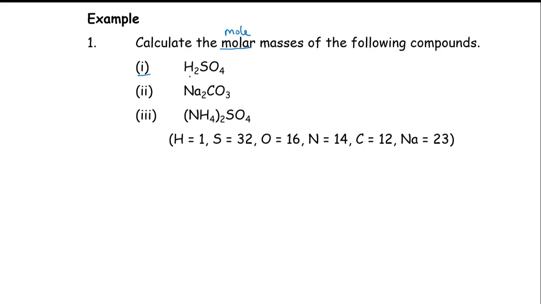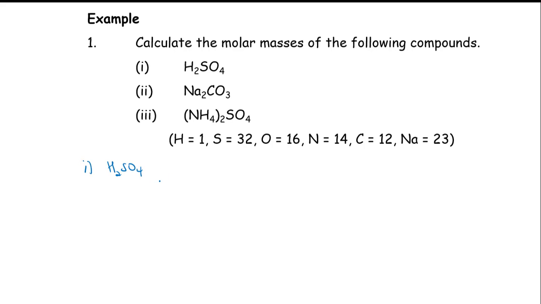All we need to know is to be able to identify how many atoms of each element are present. For example, here we can see that hydrogen has 2 atoms, sulfur has 1 atom, and oxygen has 4 atoms. So that's all we need to know so that we can be able to calculate. They have given us the individual relative atomic masses of the different atoms. So Roman 1, our sulfuric acid.